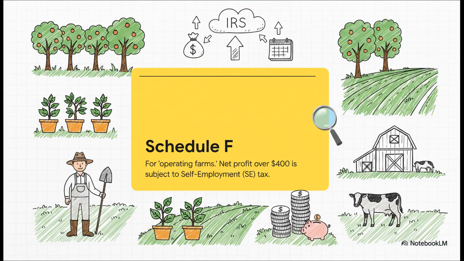First up, let's talk about Schedule F. Think of this as the main form for the active business of farming. This is for taxpayers who are truly operating the farm, and the IRS has a pretty broad definition here. It covers everything from nurseries to ranches to orchards. The bottom line is, if you are bearing the financial and operational risks of the business and your net profit is over $400, this is your form. And that means self-employment tax is part of your reality.